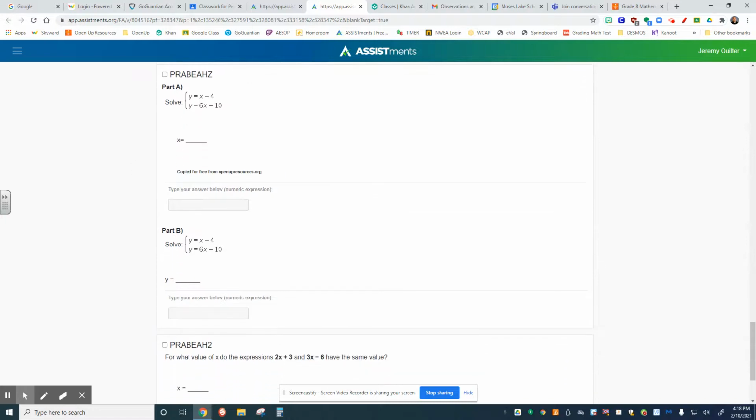The next problem is simply to solve the system of equations for both of these. Remember that substitution tells us that if y is equal to y, then that means that x minus 4 must also be equal to 6x minus 10. So x minus 4 is equal to 6 times x minus 10. Solve for x, put it in there.